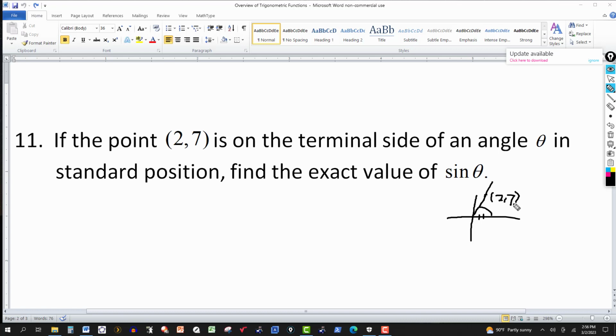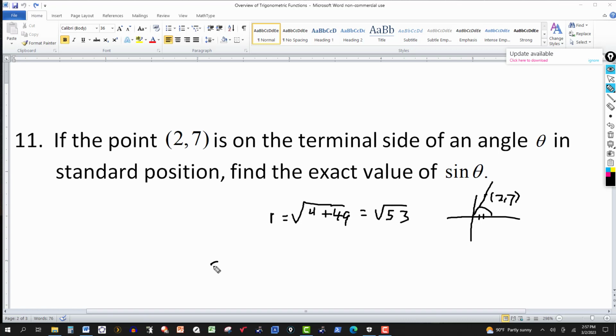That's x and y. And the distance from the center to that particular point, that's the radius, so that would be r, and that's just going to be the distance formula. So it's 2 minus 0 squared, that's 4. Using the distance formula, 7 minus 0 is 7 squared, you get 49. And then this is going to give me the square root of 53.